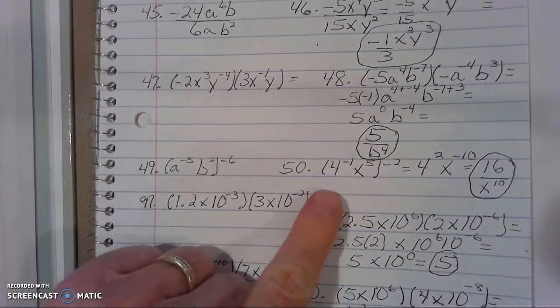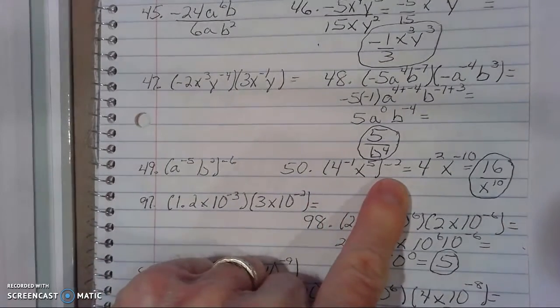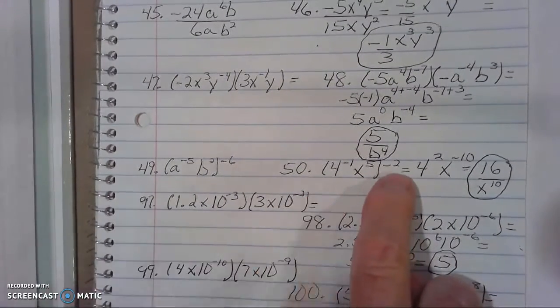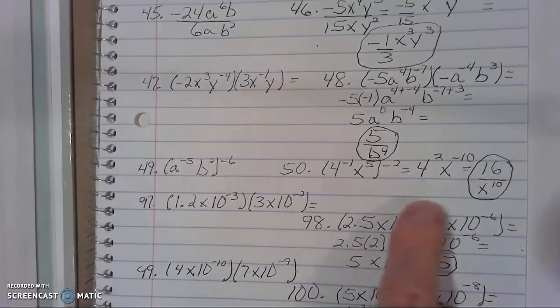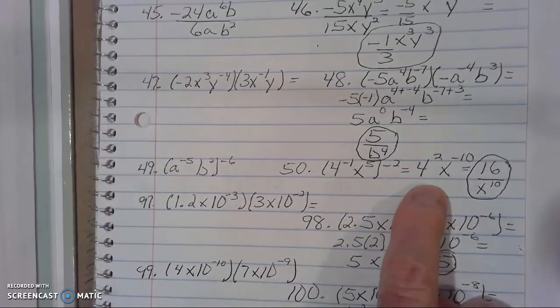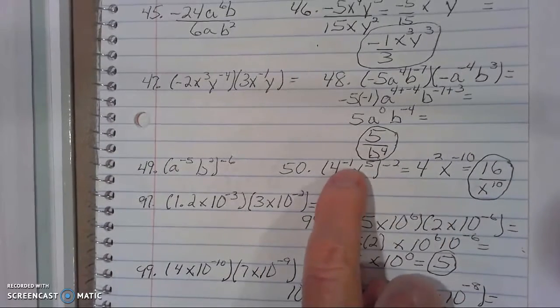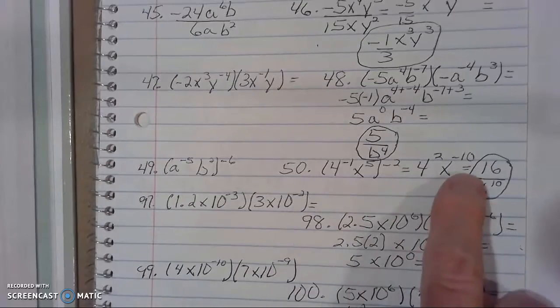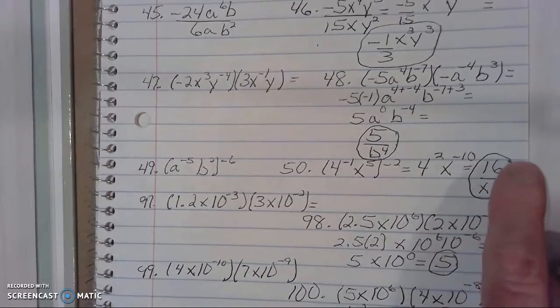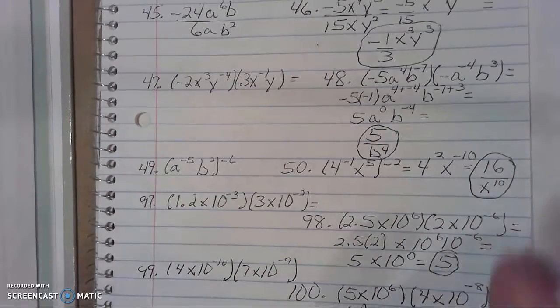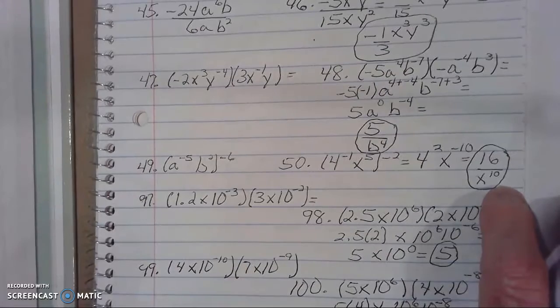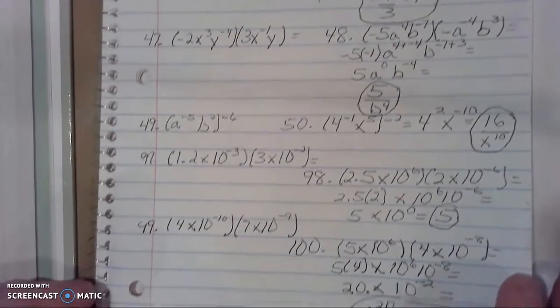50, parentheses, and then an exponent outside, means multiply that exponent times every exponent on the inside. So 4 squared, then negative 2 times negative 1 is 2. X to the negative 10th. 4 squared is 16. The x, because of the negative exponent, moves to the denominator.